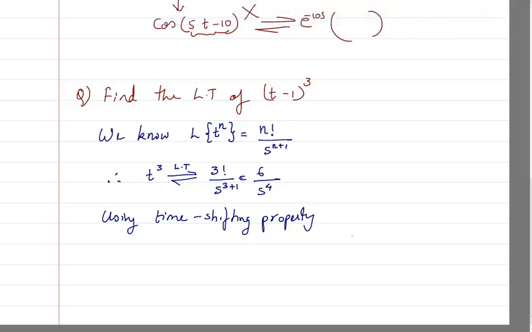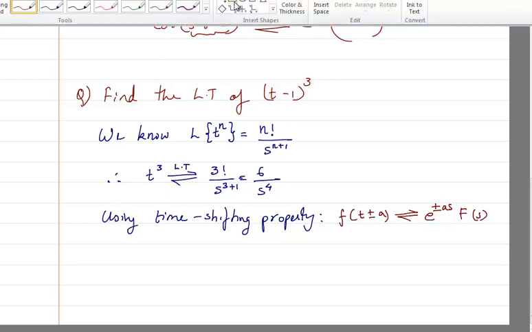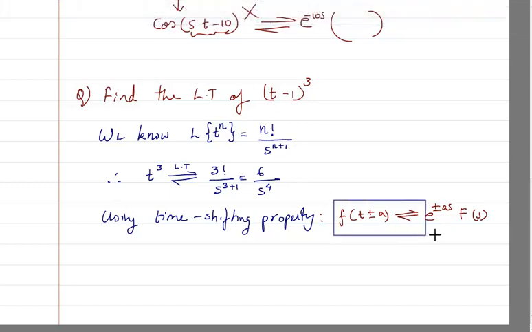Now, when you write this, using time shifting property, you should always mention what the property is. What is the property? The property is that the Laplace transform of f of t plus or minus a is e raised to power plus or minus as f of s. Now, why am I asking you to write this? Because all these steps contain marks. I'll tell you in the end.